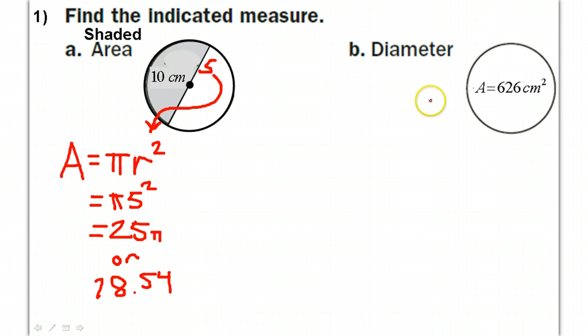Now, looking at the next one, part B. We're given the area of the circle, and we need to find the diameter. So if we're given something, you want to set up the formula for it.